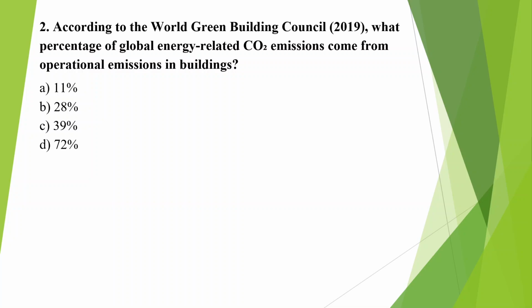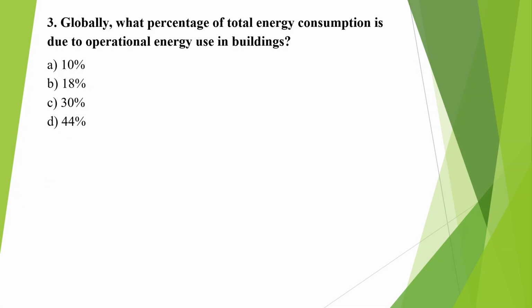So sometimes the question may ask about total, then you have to mark 39%. If the question asks only for the operational emissions, then you have to mark 28%. And if it asks about the embodied emissions, then you have to mark 11%. So you have opted for the most correct answer. So let's move to the third question then. Here is the third question.